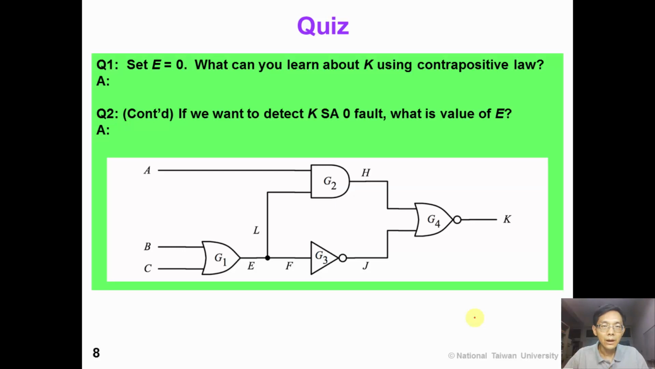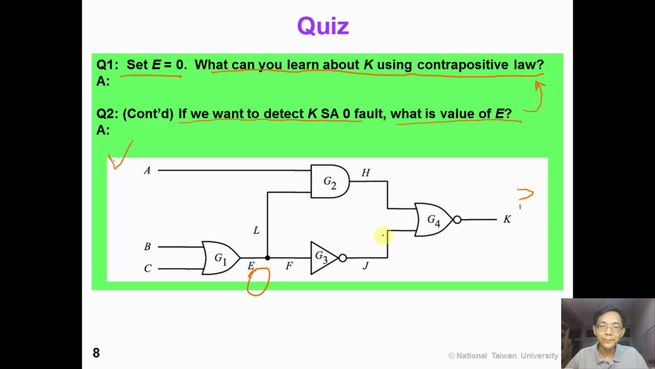Now we understand the learning principle. Let's do an exercise. Given this circuit, let's set the value of E to be 0. What can you learn about the K using the contrapositive law? The second problem, if we want to detect K stuck at 0, what's the value of E? Please use the result from question 1. Now pause the video and work on this problem.